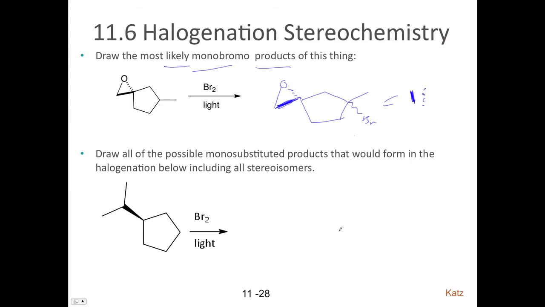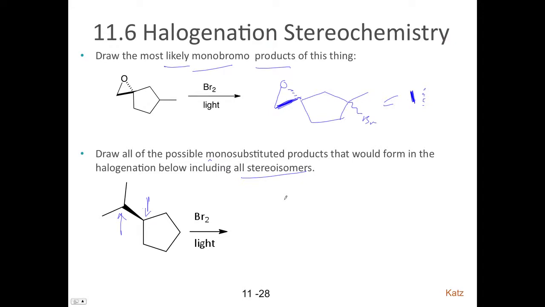Draw all possible monosubstituted products that would form in the halogenation below, including all stereoisomers. This one here is a little bit different. It's a little more challenging. Why? We have two tertiary carbons right there. Here's something funny: is this a stereocenter, or is this a stereocenter? I think that you might know the answer to that.